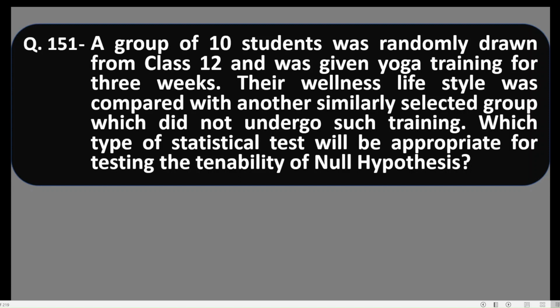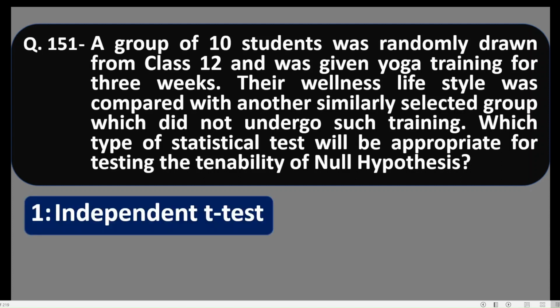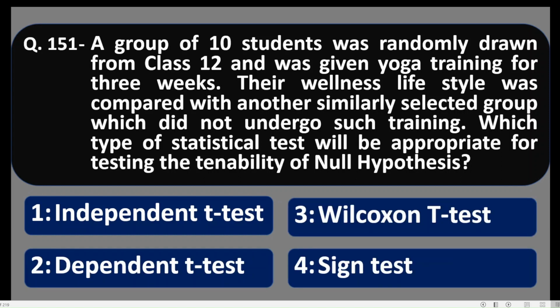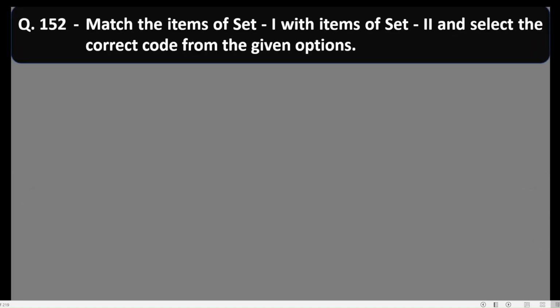So the two groups are independent. To test the hypothesis, which test should be applied? Let us see the options. Number 1 is independent t-test, number 2 is dependent t-test, number 3 is Wilcoxon t-test, number 4 is sign test. Friends, as I have said earlier, the two groups are selected separately and independently, so the independent t-test will be used because random selection is there. So option number 1 is correct. Random selection and independent selection of the groups is there, so the independent t-test will be applied to test the hypothesis.